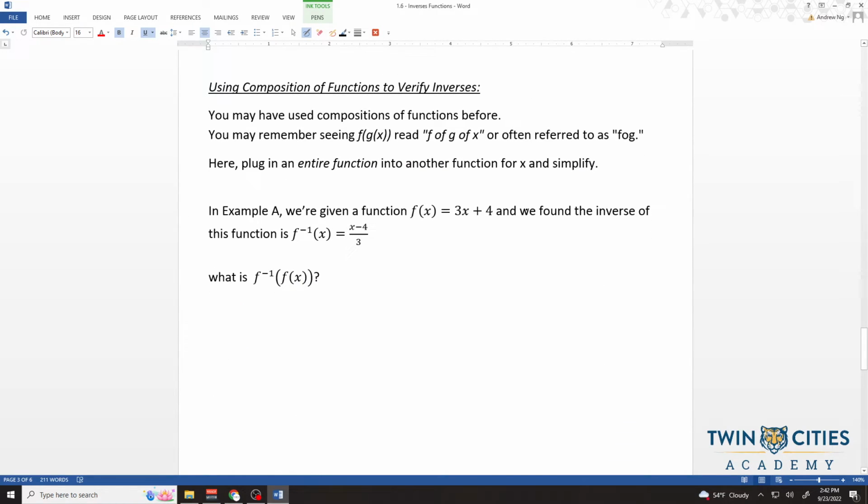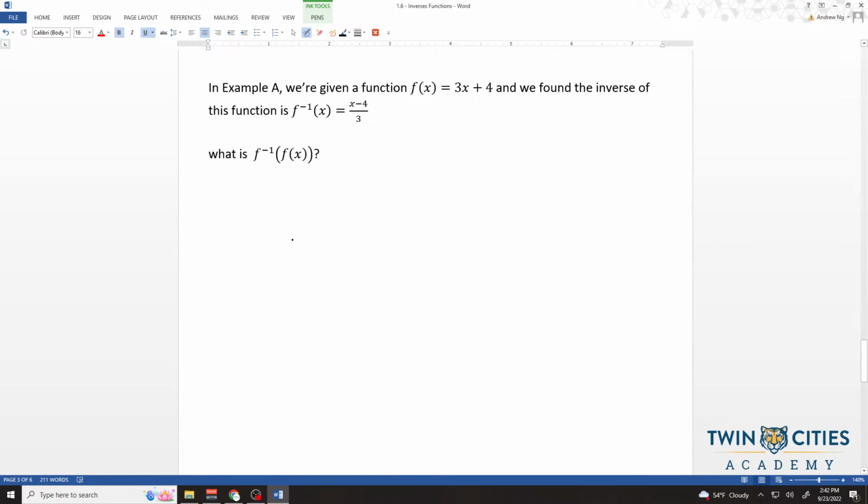Function composition, you may have done this before in a previous class, where this is essentially saying, instead of evaluating for a number, instead of saying f of 2, where you're plugging in 2 into function f, you might plug in f of g of x, meaning you're going to take whatever function g is, and you're going to plug that into your function f rather than just a regular number. Okay, let's see what happens when I do this using inverses.